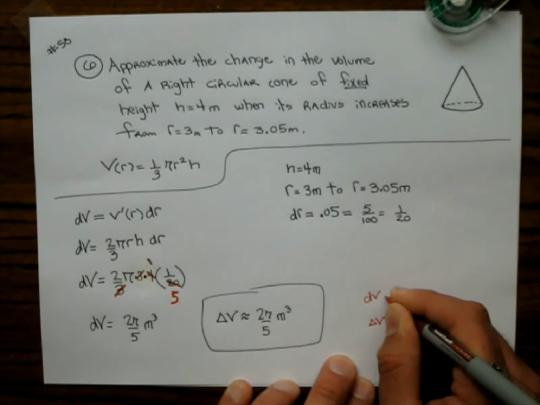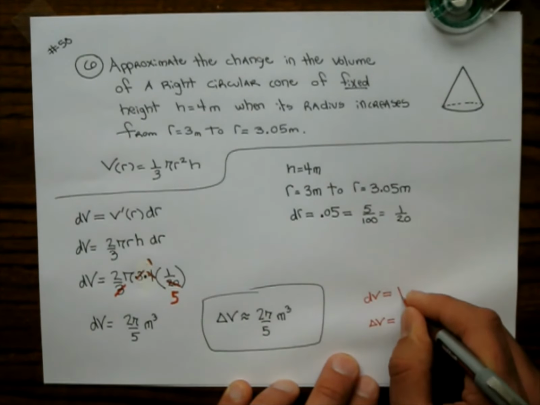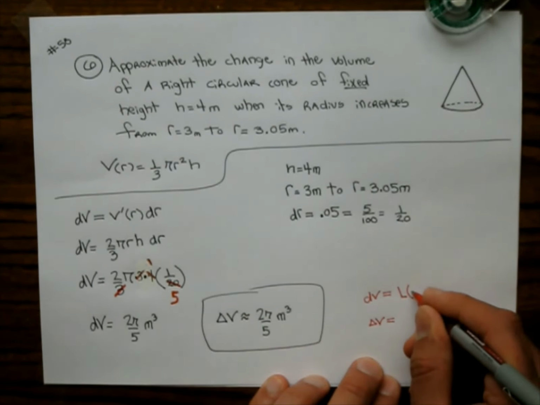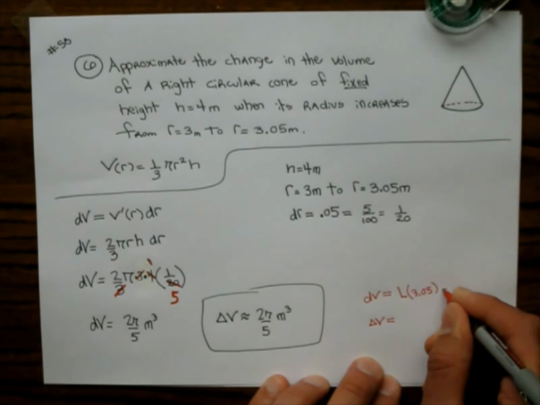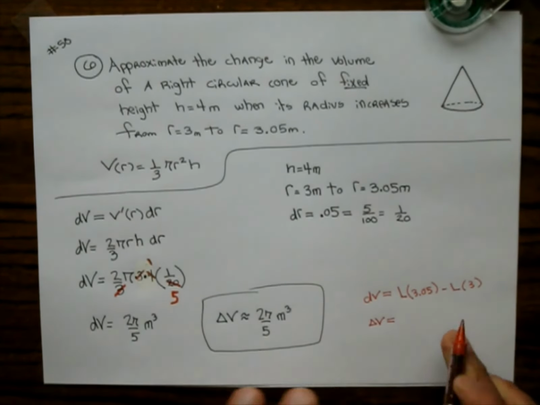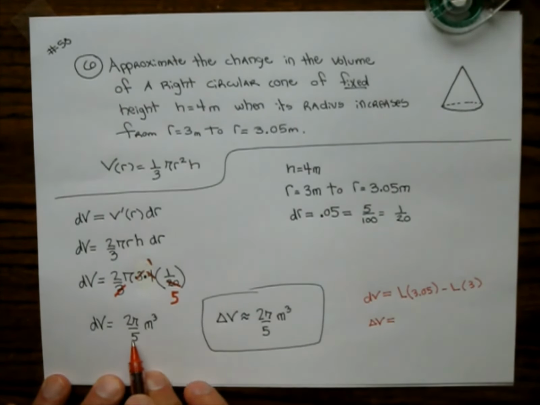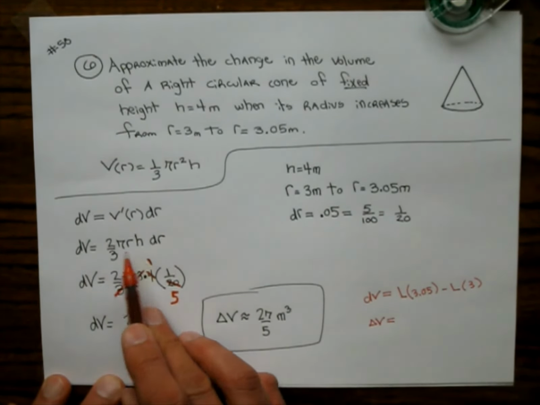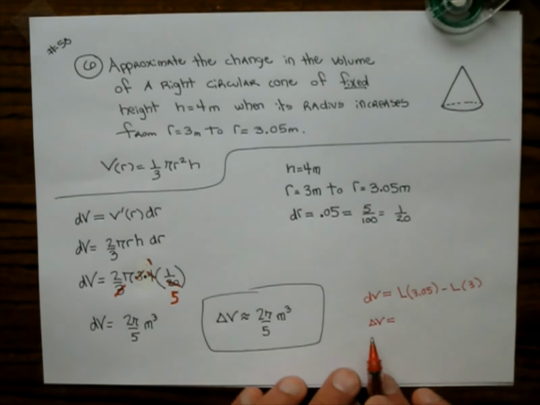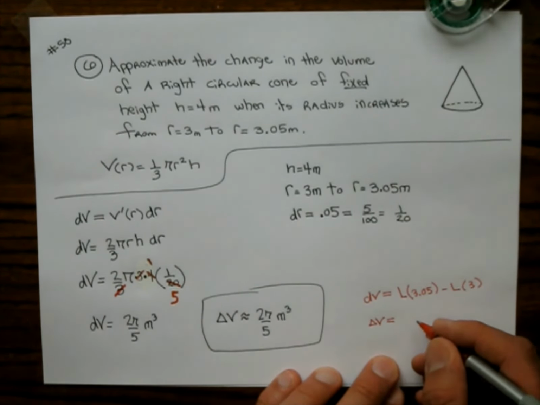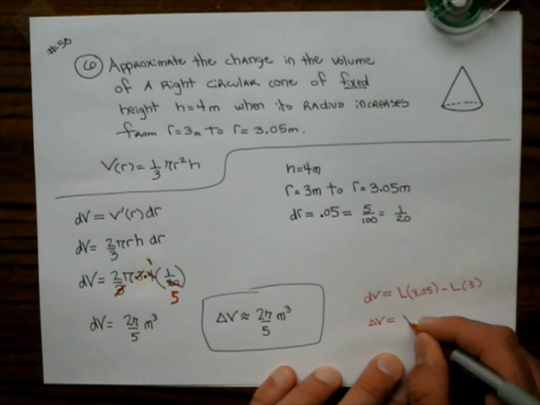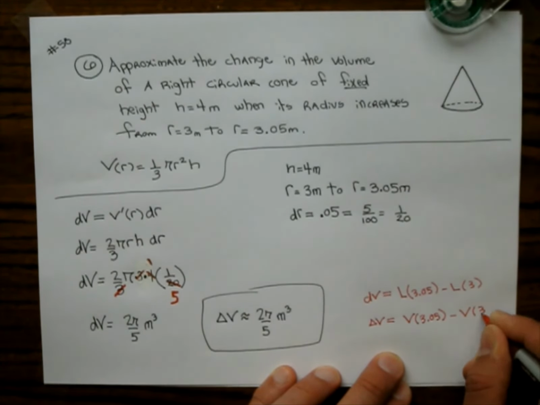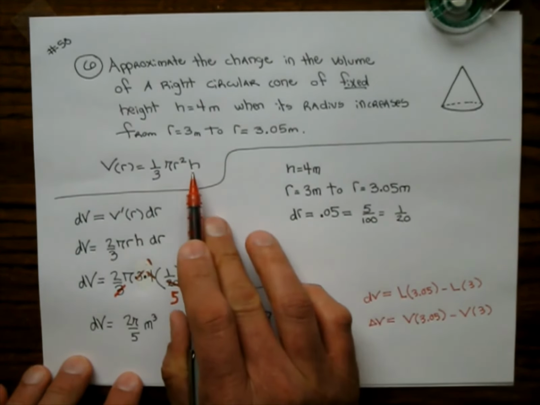And some of you can just ignore what I'm writing now. dv is the linearization at r equals 3, evaluated at 3.05, minus L of 3. That will give you exactly this. Now, of course, we said this was not as good of a way. The best way is to actually just do the differentials right there. And this here is a differential. Delta V is actually the original function, which is not called f, it's called v. So it's going to be v of 3.05 minus v of 3. And you'd have to put h equals 4 in there to do that.